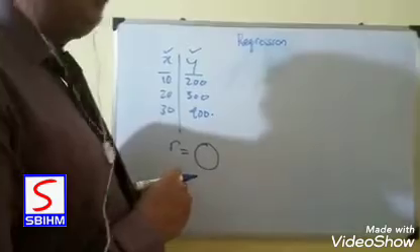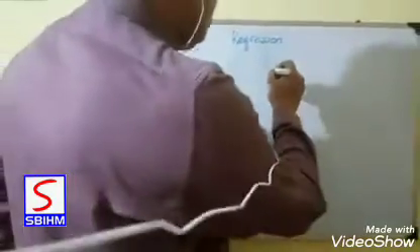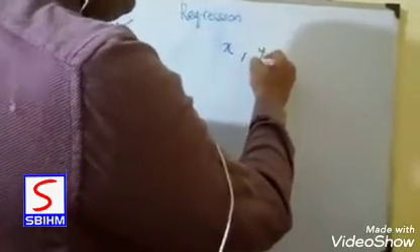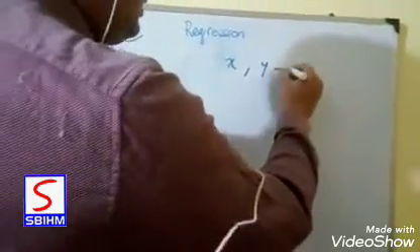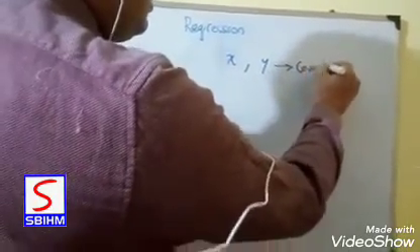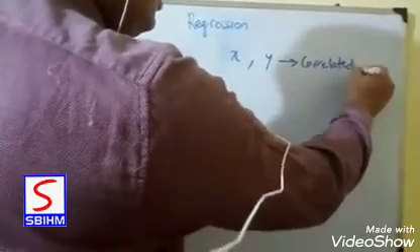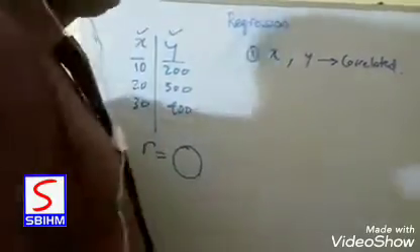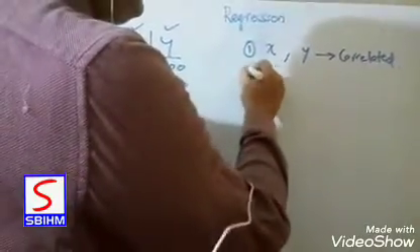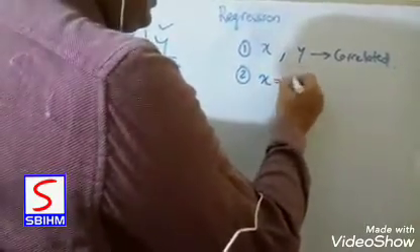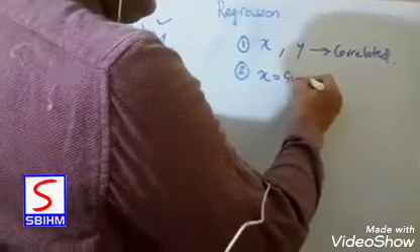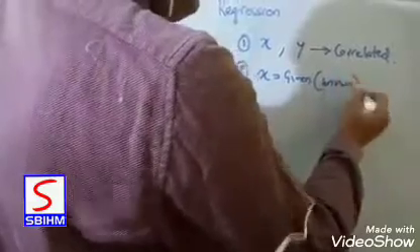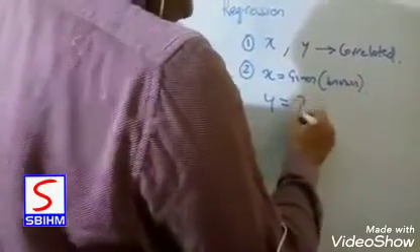In regression, we do the opposite. Here, number one, we take two variables x and y, and they must be correlated. These are the assumptions. Number one point is that two variables x and y must be correlated. Then if x is given, means the value of x is known, then we have to estimate the value of y.